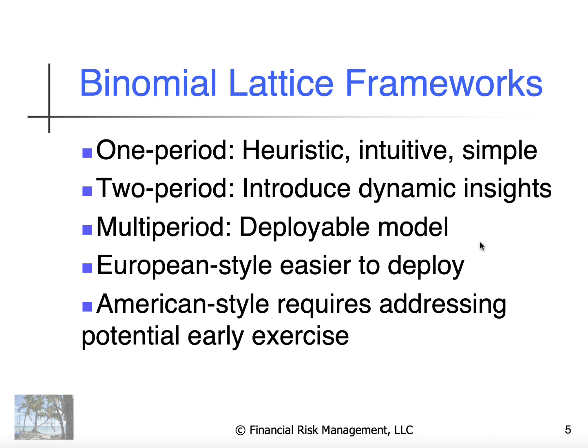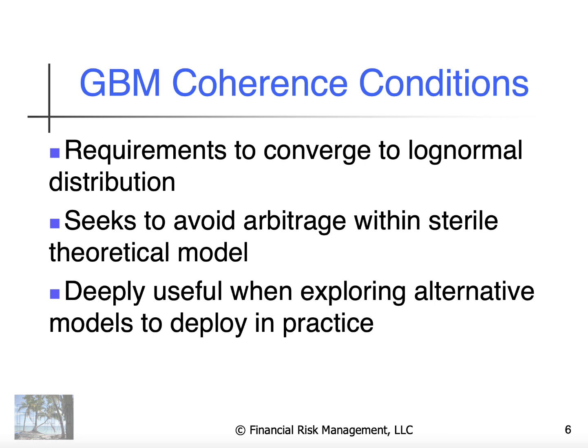The multi-period model is what's actually deployed in practice. It's much easier. European style requires only analysis at expiration. American style requires addressing potential early exercise. And as we'll see, it involves what's known as backward recursion.